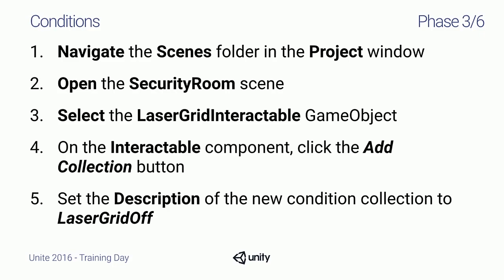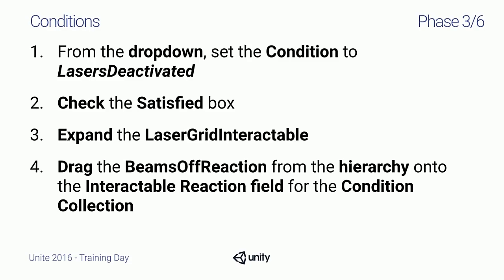The last thing we did, I just want to walk you through it, is that we went to the scenes folder in the project window, we opened the security room scene, and we selected the laser grid interactable game object. On that interactable component, we clicked Add Collection, and then we set the description of the new collection to laser grid off. Then from the drop-down, we set the condition to lasers deactivated, and we checked the satisfied box. And then we expanded the laser grid interactable, and we dragged beams off reaction, which is a child of the laser grid interactable from the hierarchy, onto the interactable reaction field.